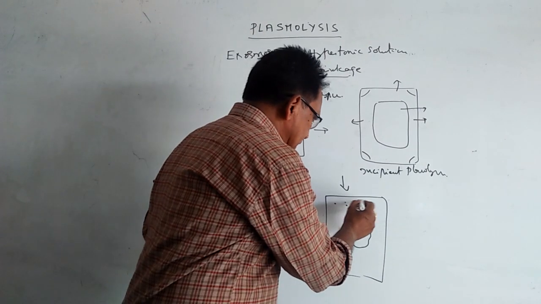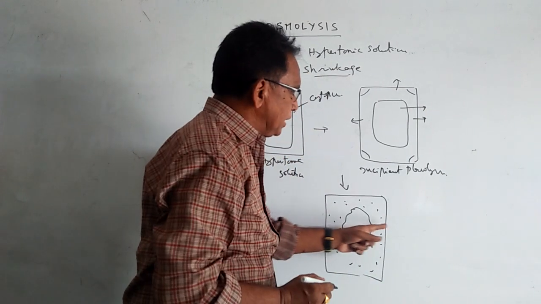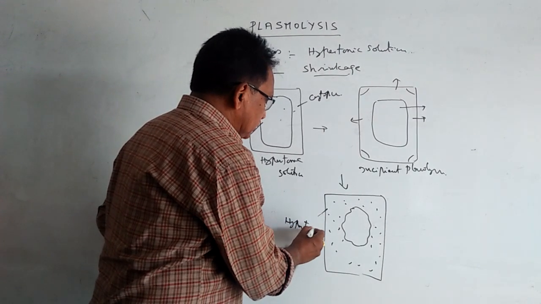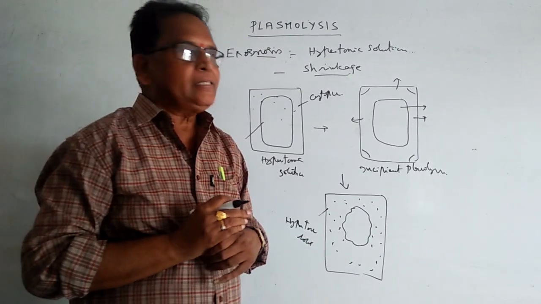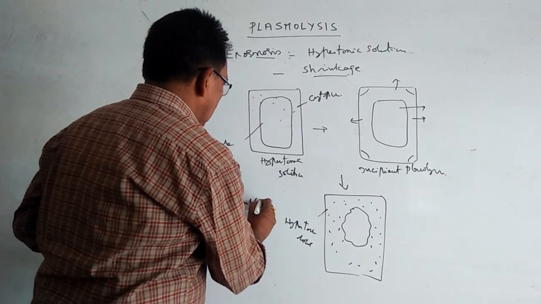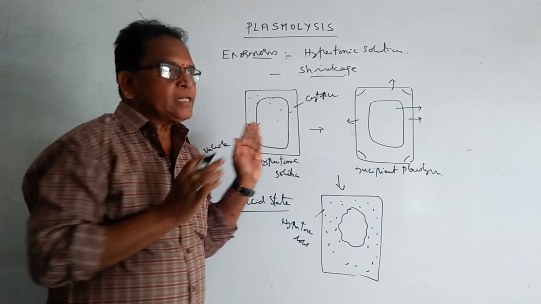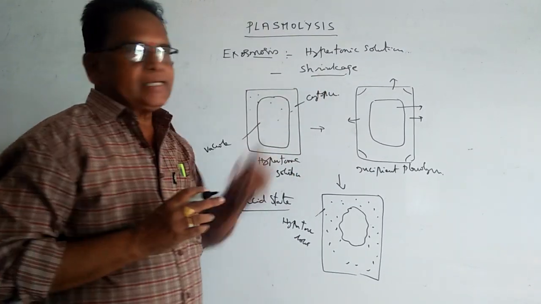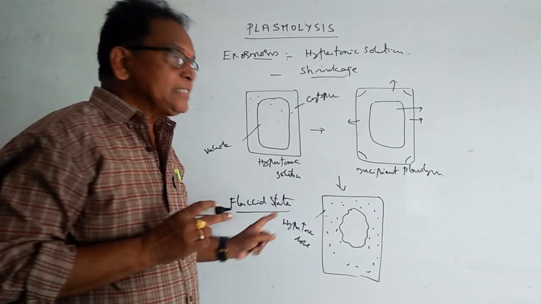If we keep this cell for longer periods, the space between the cell wall and the plasma membrane is occupied by the hypertonic solution. This stage is known as the flaccid state. When the entire water content of the cell comes out, the cell shows shrinkage, and at this condition that cell is said to be in a flaccid state.